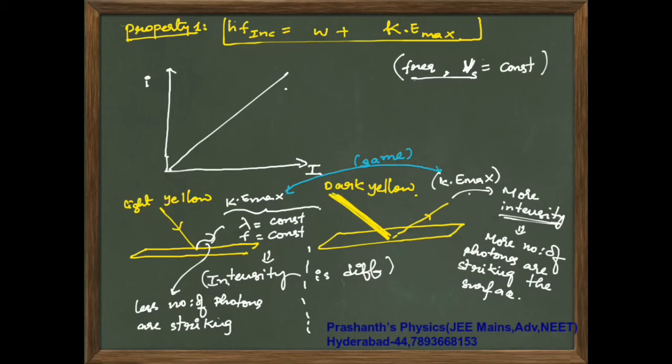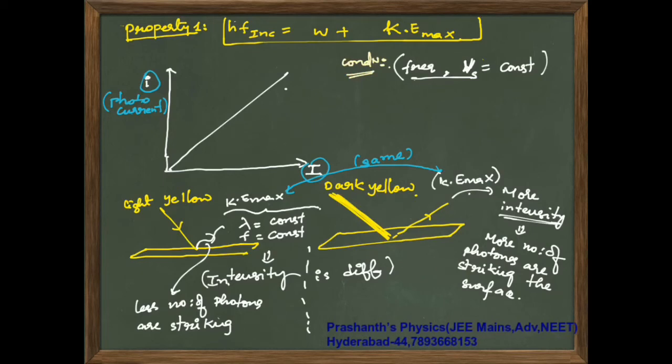So in your current versus intensity graph, this is called photo current. Photo current means the current which is coming because of light. Your photo current is more when intensity is more, but the ejected kinetic energies will be the same. So your current versus intensity graph is like this, under this condition. If this condition is satisfied, then that graph will come.